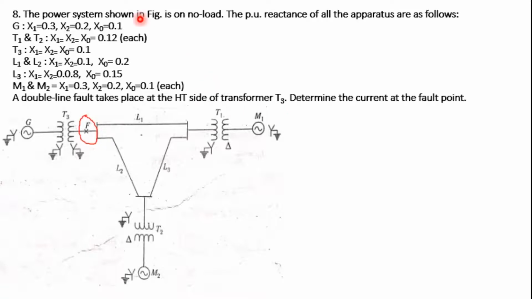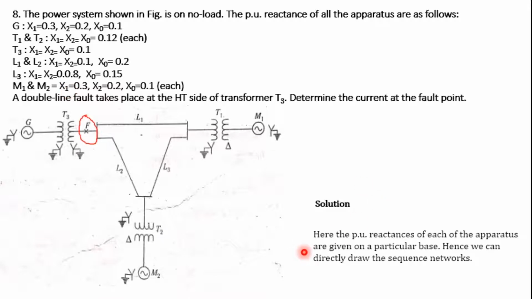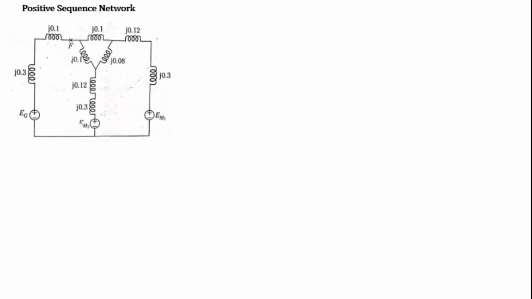Directly from these data, we'll draw a positive, negative and zero sequence diagram. Before that we should know that it is a double line fault, so we should know the expression for the fault current and the interconnection of sequence diagrams for this. Let us draw that. Here the per unit reactance of each operator is given on a particular base, hence we can directly draw the sequence network for the generator, transformer, transmission line and all the things given here.